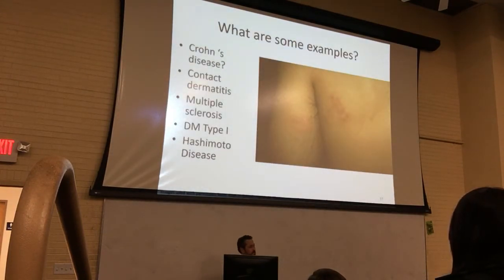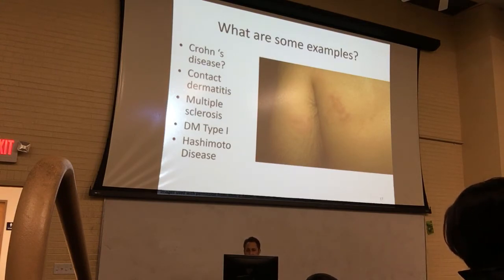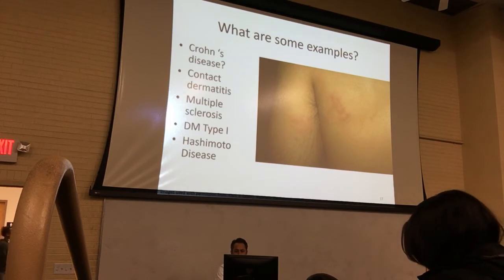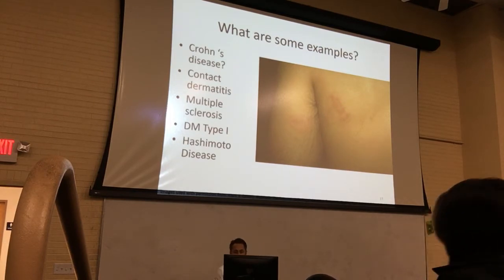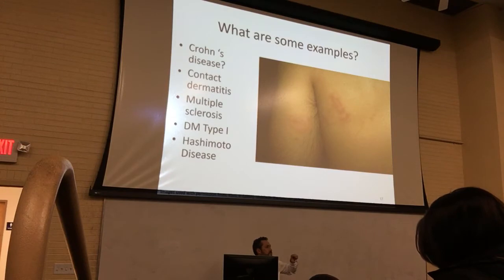So some classic examples of type 4. Crohn's disease. This is where the body's immune system attacks the GI tract. Contact dermatitis. This is a term for a skin reaction due to exposure to allergens or irritants that are on the skin, like poison ivy or poison oak. Multiple sclerosis. This is where your immune system, like the CD8 positive T cells, are going to attack the myelin on your myelinated nerves. Type 1 diabetes mellitus, we talked about that at the beginning.